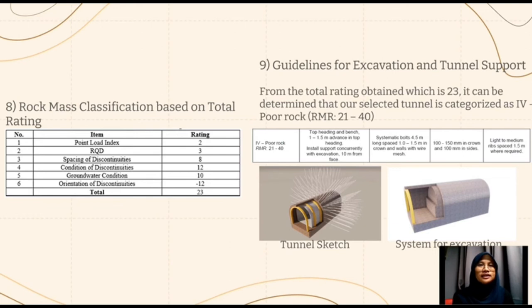So the result is 23. Based on the table of the guidelines for excavation in accordance with the RMR system, the rock mass can be classified as class 4, which is very poor rock.